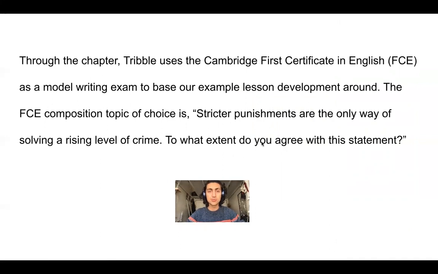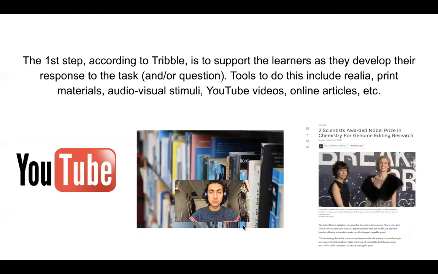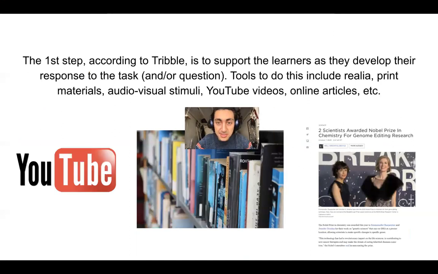But throughout the chapter, Tribble is talking about a certain writing examination. So say you're working in the classroom and you need to get your students up to par so they can pass a written examination. This one, for example, is called the Cambridge First Certificate in English. Here is a composition topic choice that you might work with your students on. It says this: stricter punishments are the only way of solving a rising level of crime. To what extent do you agree with this statement? So you would work with the students here. The first thing you're going to do is to support learners as they develop their response to the task. Show them YouTube, show them books, show them articles.